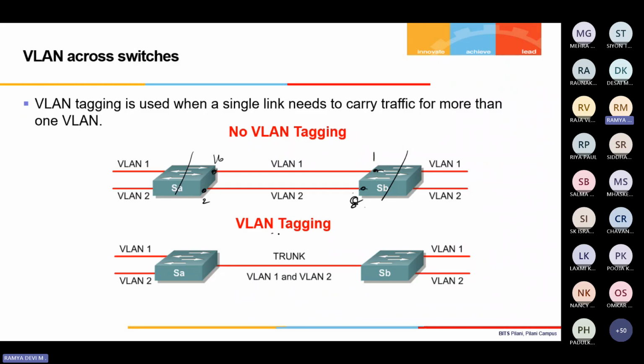So separate links are required, one for VLAN 1 and another for VLAN 2. We'll be wasting the ports, we'll be wasting the cables, and it will also be very difficult to scale up. So instead of that, we can go for VLAN tagging. With VLAN tagging, only one link, two ports, are enough. A single trunk link is enough to carry the traffic for multiple VLANs. Ethernet frames will be tagged with a VLAN ID to identify to which VLAN we are sending the frames. So it reduces the cabling, and we can scale up. Scaling can be very easy across multiple switches. We can add multiple switches whenever it is required.